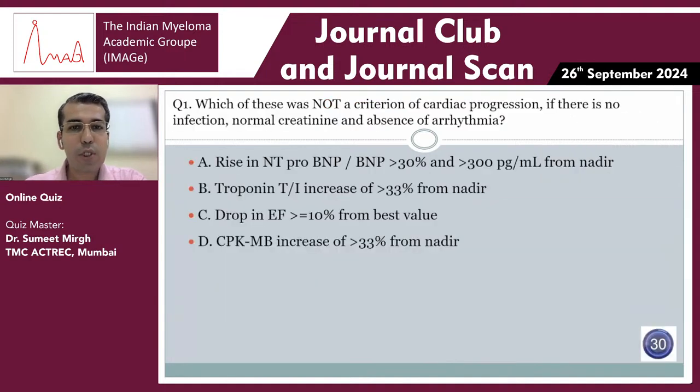Question 1. Which of these was not a criterion of cardiac progression if there is no infection, normal creatinine, and absence of arrhythmia as per the journal club article? A. Rise in NT-proBNP or BNP more than 30% and more than 300 pg per ml from nadir. B. Troponin increase more than 33% from nadir. C. Drop in EF of more than 10% from the best value. And D. CK-MB rise of more than 33% from nadir.